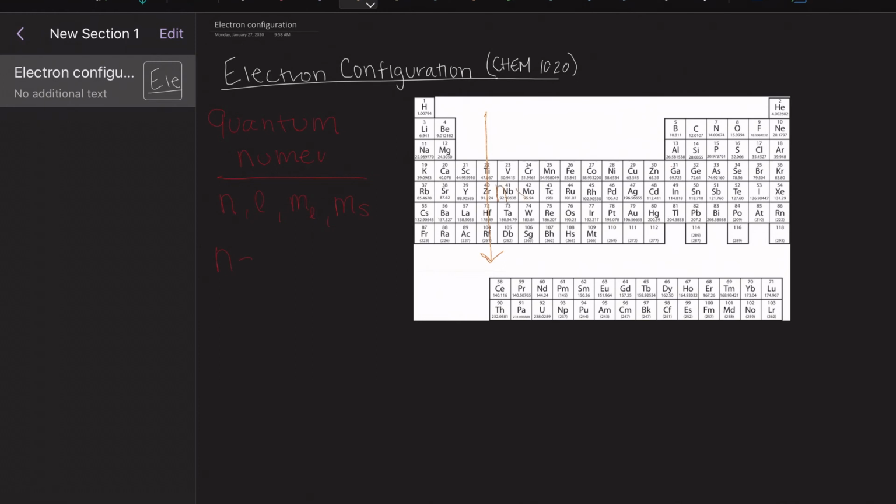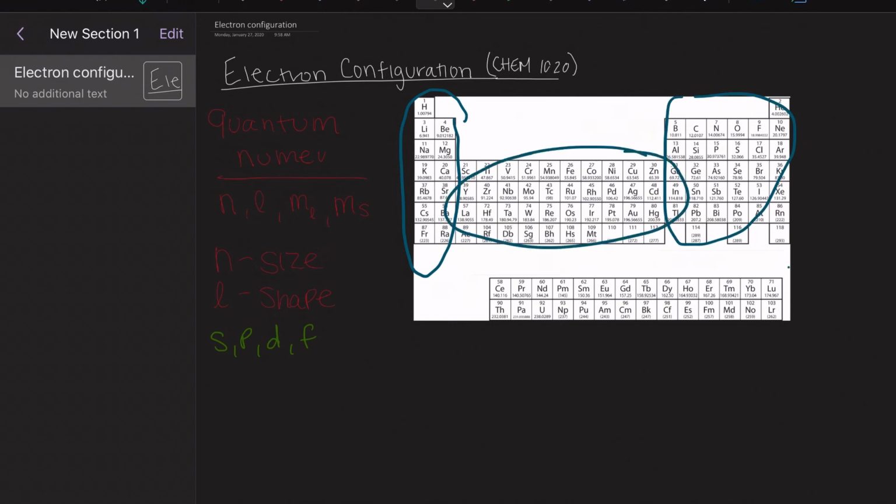So then we can move on to l. l is the shape of the orbital. And the shape of the orbital can be found based on where we're looking in the periodic table. So our possible shapes are s, p, d, and f. And on the periodic table, those are here, here, here, and here. s, p, d, and f.